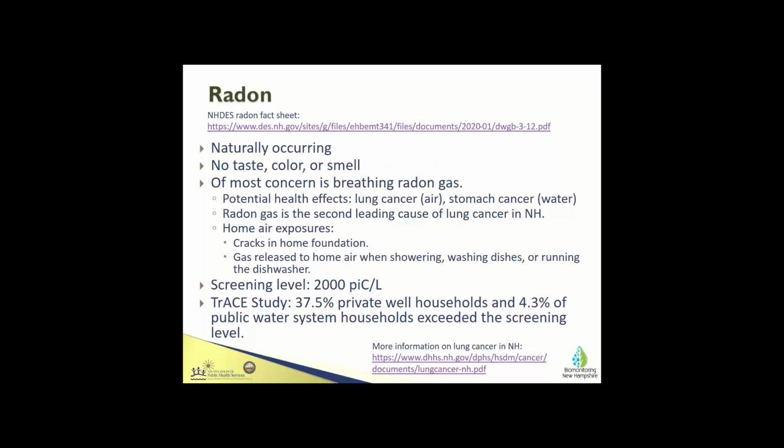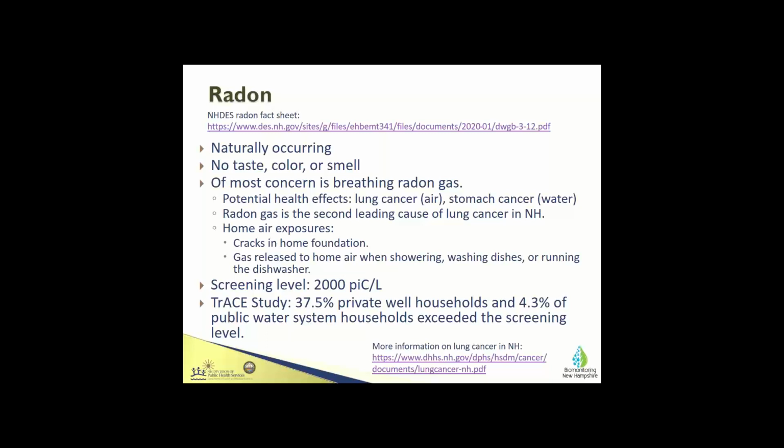Radon gas is released when certain metals like uranium decay. Radon exposure is the second leading cause of lung cancer in New Hampshire, with tobacco smoke being number 1. However, it's the leading environmental cause of lung cancer. It's estimated that 100 New Hampshire residents die each year due to long-term exposure to radon. Of most concern is breathing radon gas. The gas can enter your home air through cracks in your foundation or by exiting your water when showering or washing the dishes or running your dishwasher. 88% of the health risk from the radon in your water, though, is because it's exited your water and entered just your ambient air in your home, and then you breathe it in.